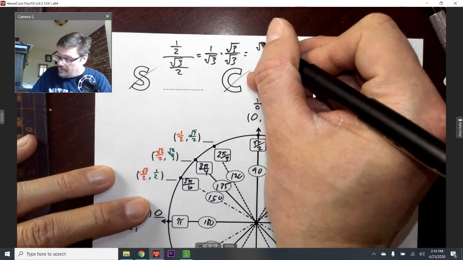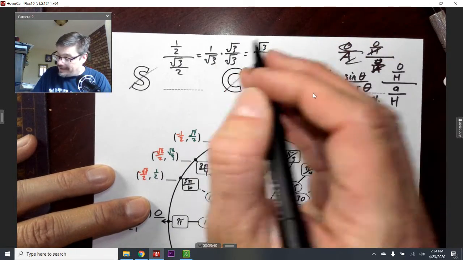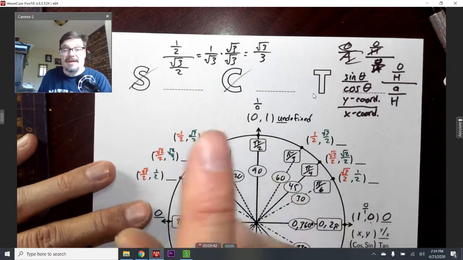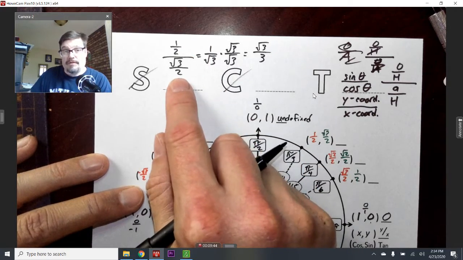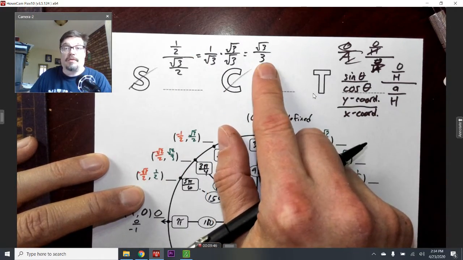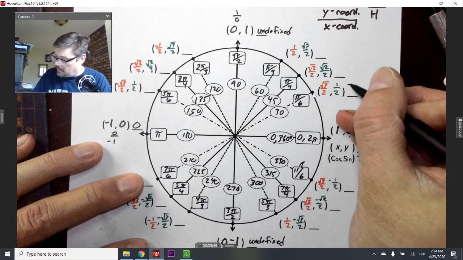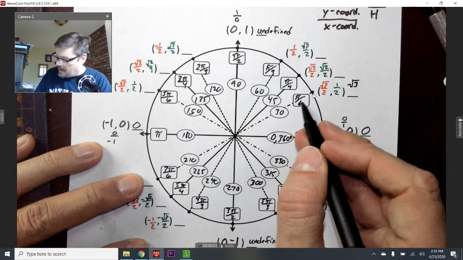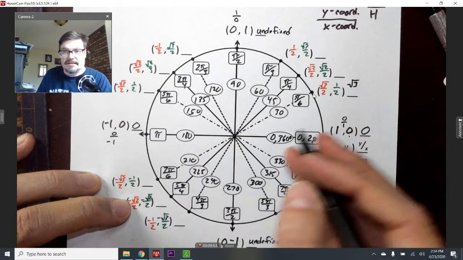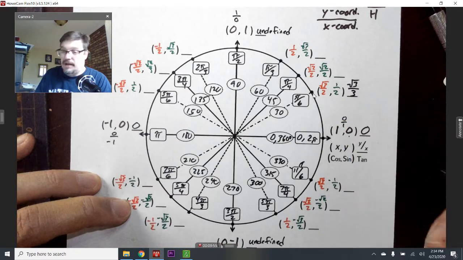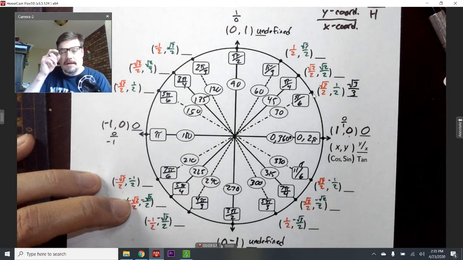All right, you should have radical 3, and this will be radical 9, which is 3. So anytime you get 1/2 over radical 3 over 2, your answer will be radical 3 over 3. All right, so right here at the pi over 6 families, all these pi's over 6 are going to be radical 3 over 3. And the question is, is it positive or negative in each one?